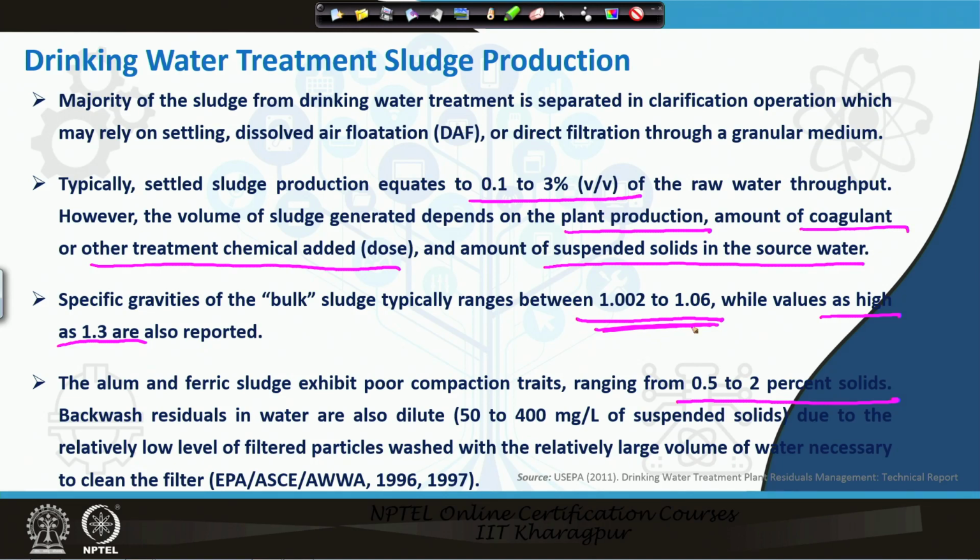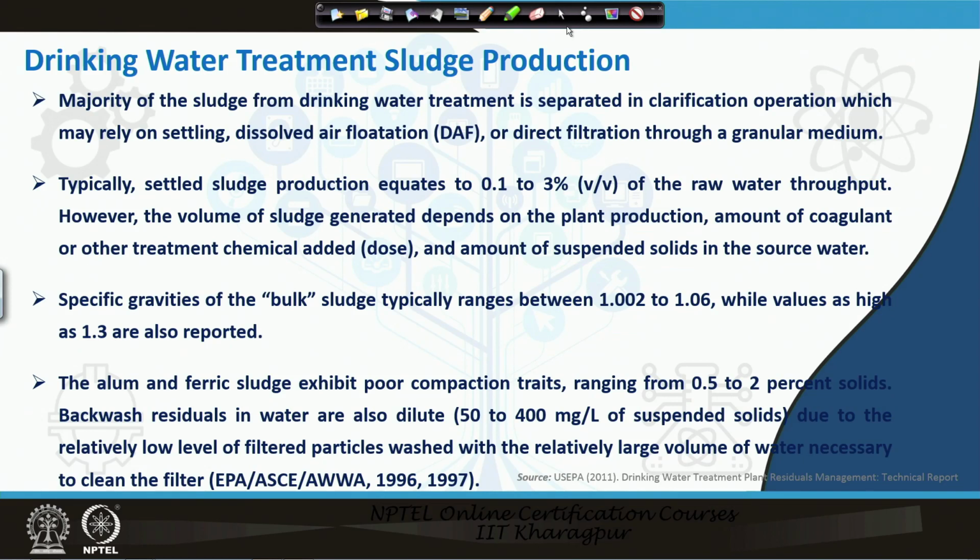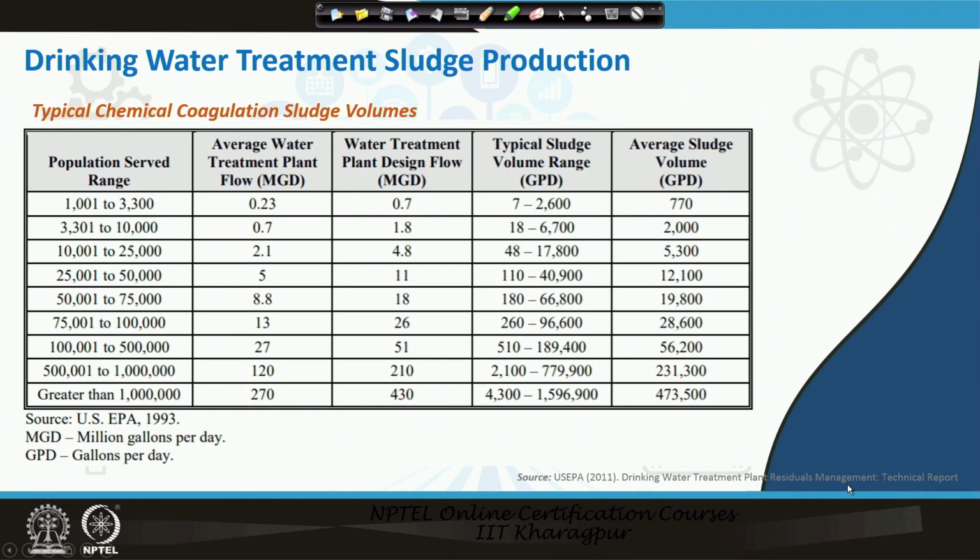Okay. The backwash residuals are also very dilute because less amount is trapped in the filter. The filter already receives water which was clarified earlier. So, a lesser amount of particulate or microflocs is retained on the filter, and when we backwash with a relatively large volume of water, of course it is not that large, but in comparison to whatever is trapped, that results in low concentration. So, around 50 to 400 milligram per liter suspended solids come in the backwash water.